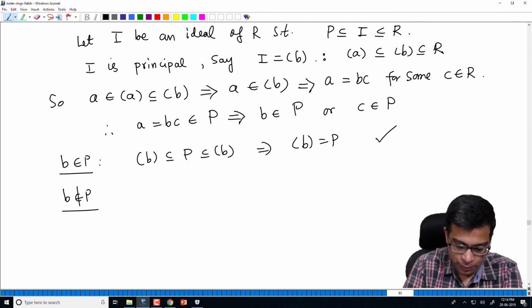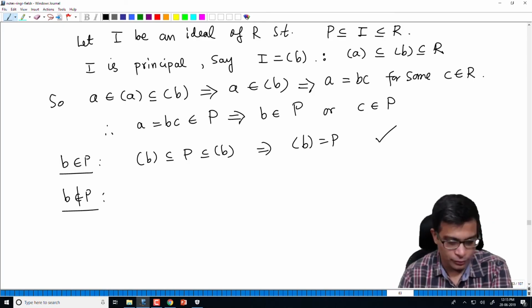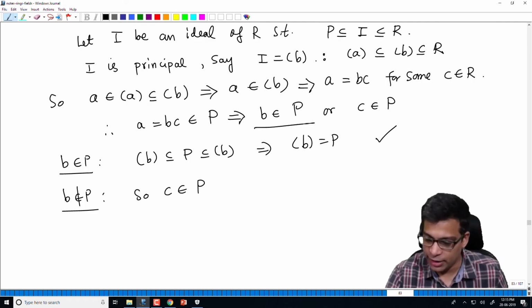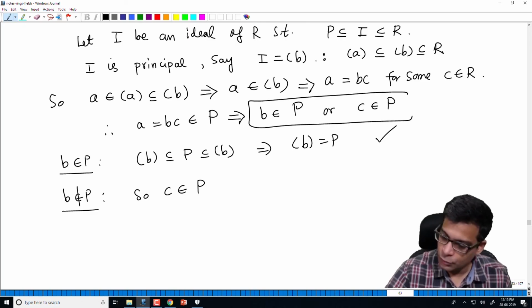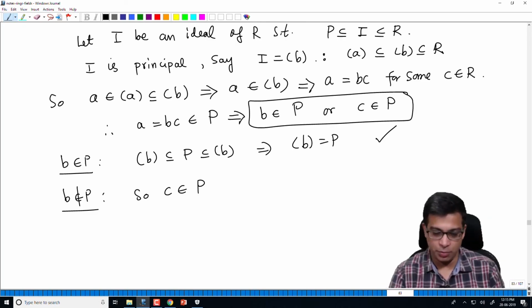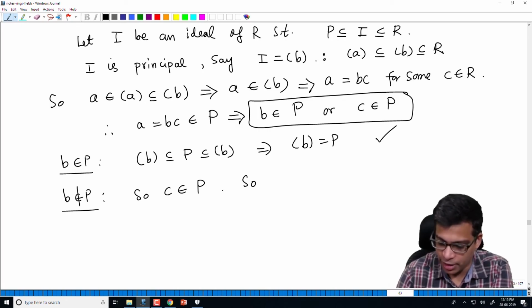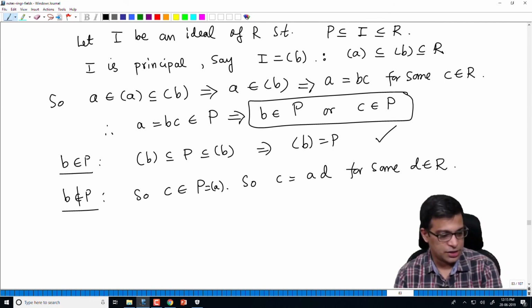Suppose B is not in P. Then what do we have here? C is in P, because remember, either B is in P or C is in P, because P is a prime ideal. If B is not in P, C is in P. And what is P? P is the ideal generated by A. So C can be written as AD for some D in R.